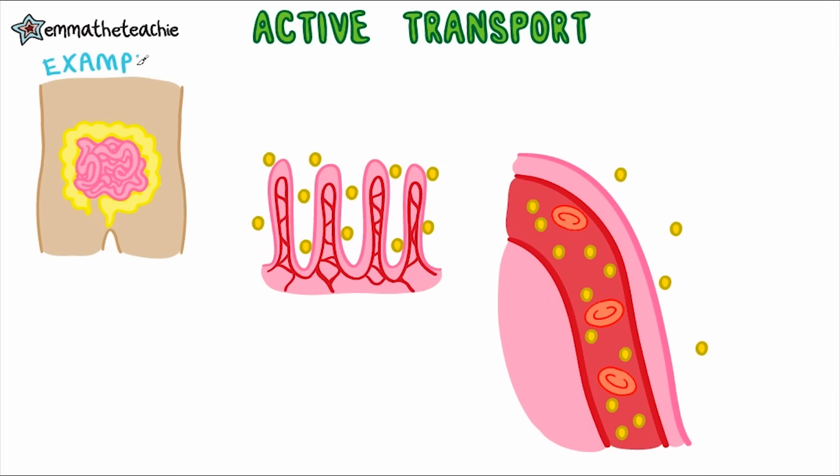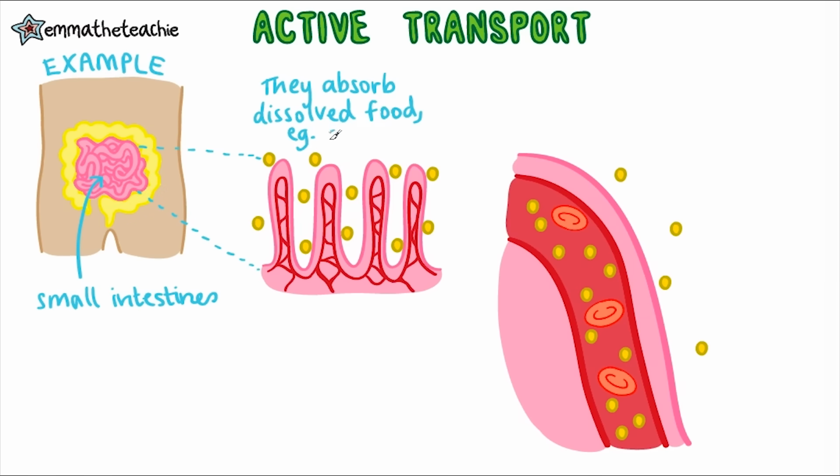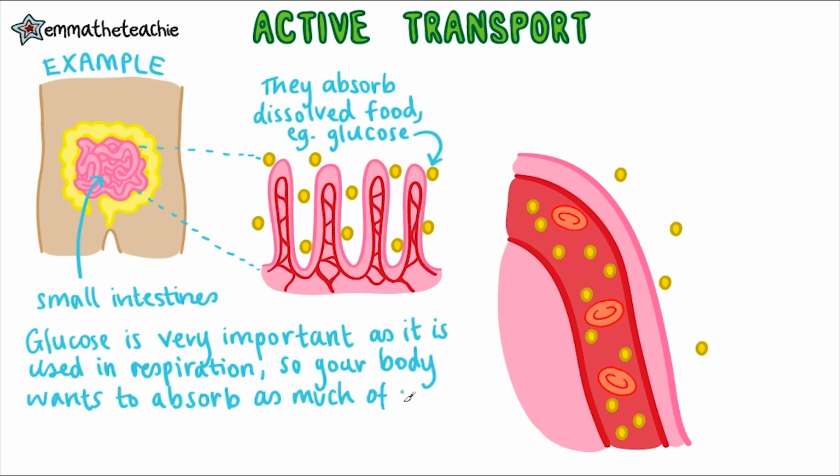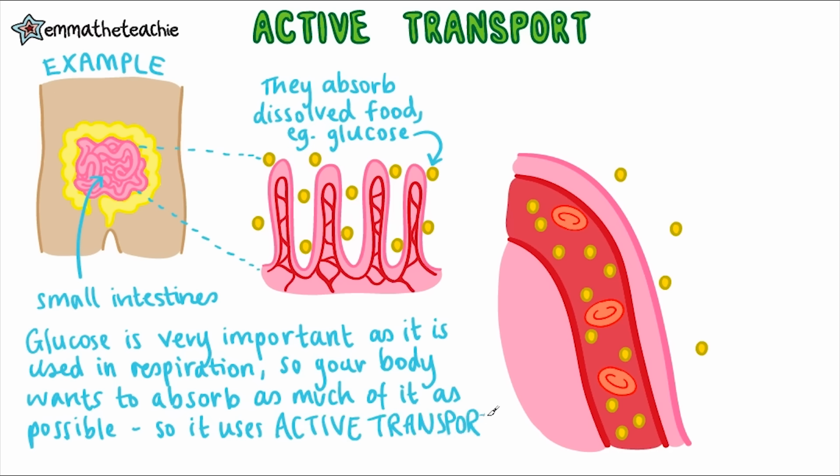Another common example of active transport is in the small intestines. If we zoom in on these, we can see that they are absorbing dissolved food molecules, for example glucose. That's the little yellow molecule there. Glucose is very important as it can be used in respiration to carry out lots of processes in your body. So the body wants to absorb as much of it as possible, and to do this, it uses active transport.